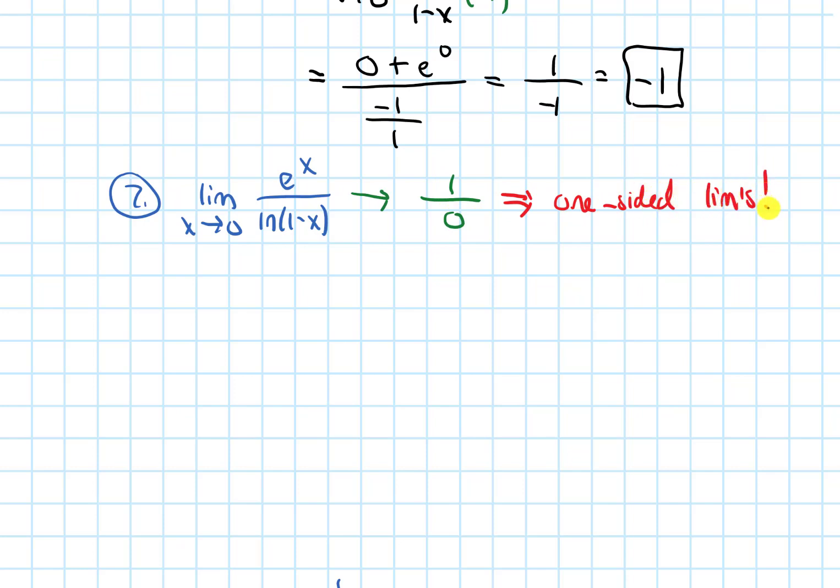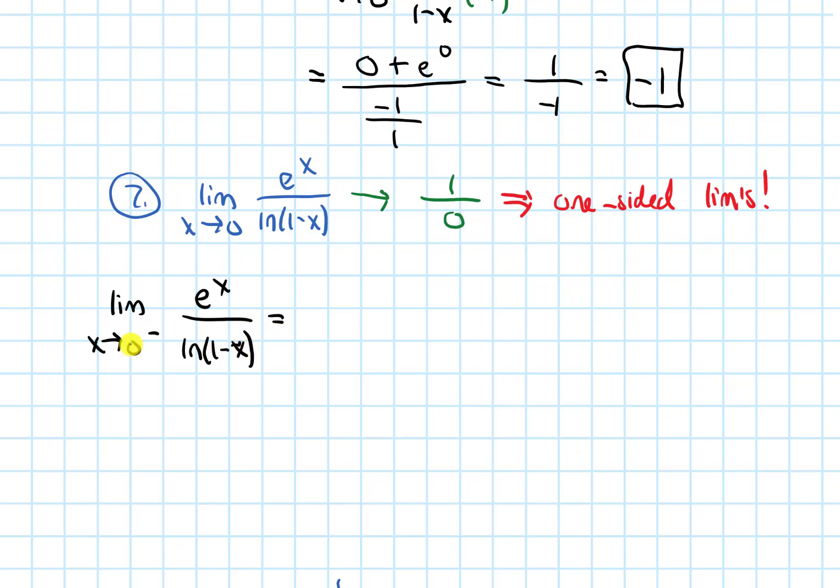Okay, so with this limit, even if I were to simplify or whatever, it's just not an indeterminate form. I am not going to be able to use L'Hopital's on it. I don't need to. Let's do the one-sided limits. So the limit as x approaches 0 from the left of e to the x over ln of 1 minus x.